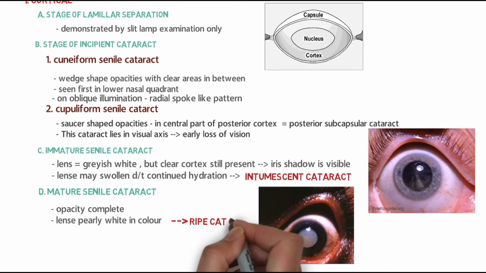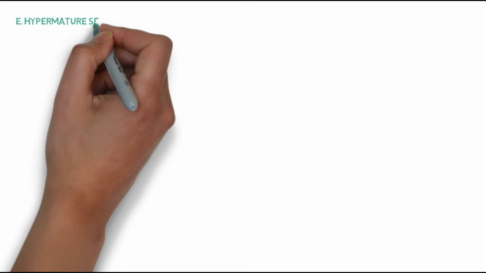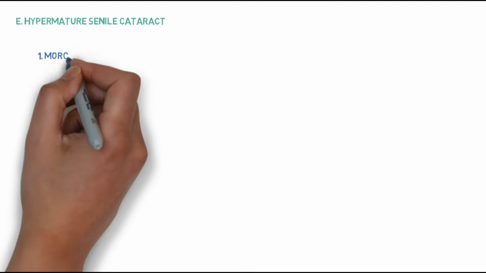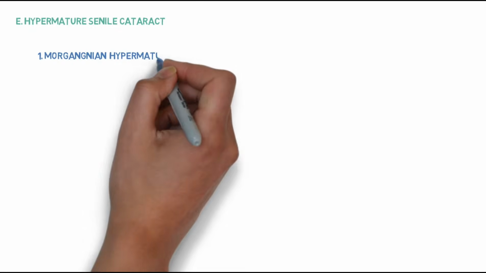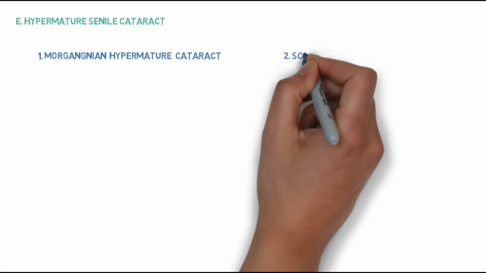So what will you think, that there is shadow or not? Yes, there is an absence of visual shadow. And the fifth one is hypermature senile cataract. In hypermature senile cataract, it may occur in two forms. The first one is Morgagnian hypermature cataract and the second one is sclerotic type of hypermature cataract.